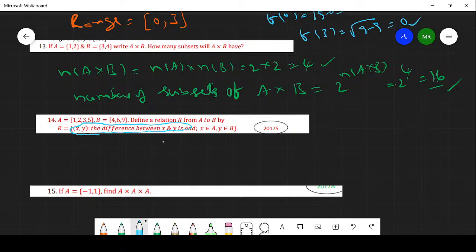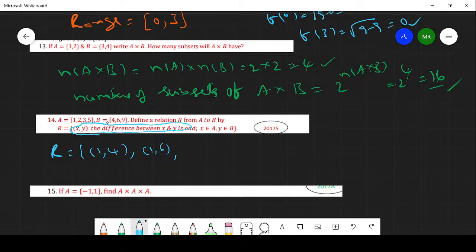Here the condition is that the difference between x and y is odd. Now if I take R as a set, take 1: 1 and 4, the difference is 3, so I can take the ordered pair (1, 4). (1, 6) I can also consider because the difference is 5, an odd number. (1, 9), the difference is 8, we don't want.